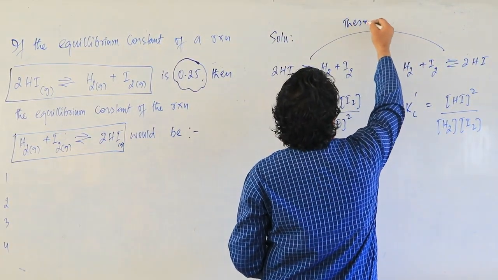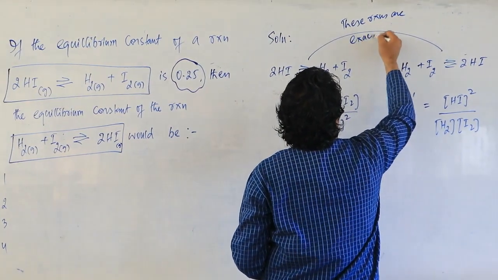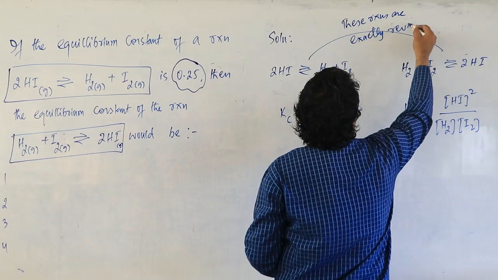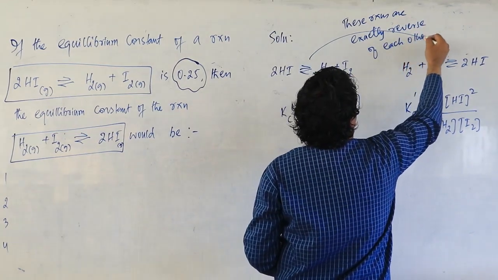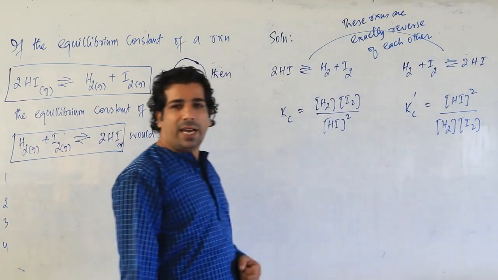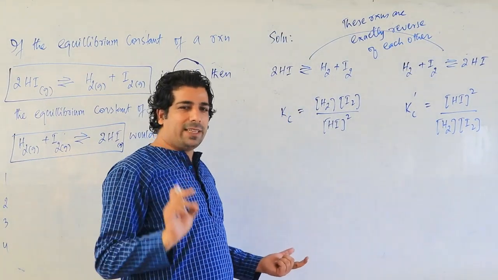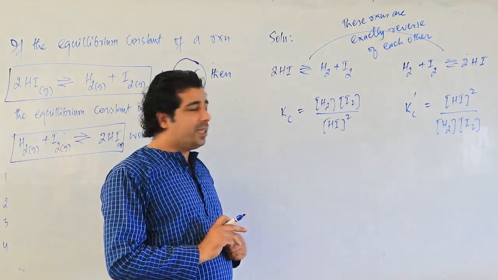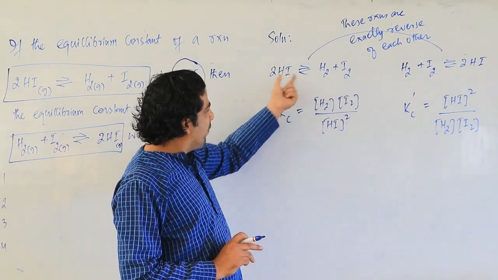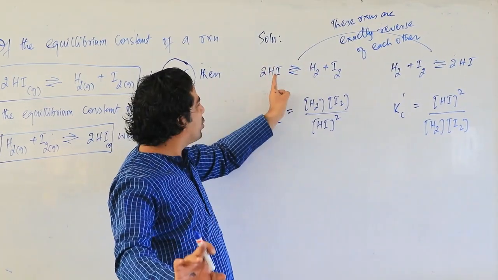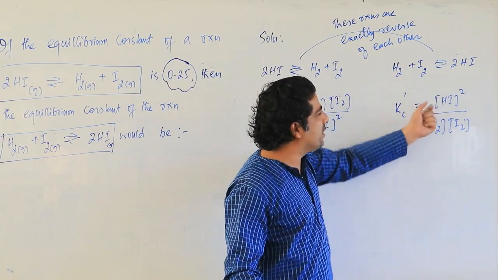These reactions are exactly reverse of each other. So very simple thing. I gave you a relationship last time, if you remember. But before writing a relationship between this reaction, it looks like a forward reaction, let us suppose. If this is a forward reaction, HI gives me H2 and I2. Here H2 and I2 gives me HI.